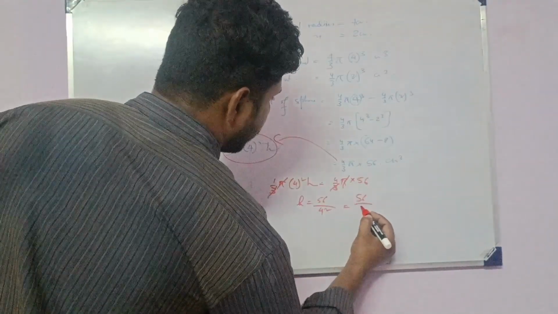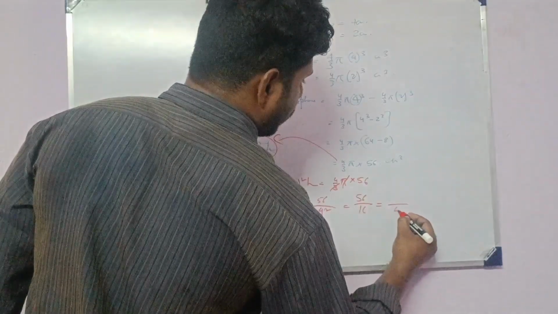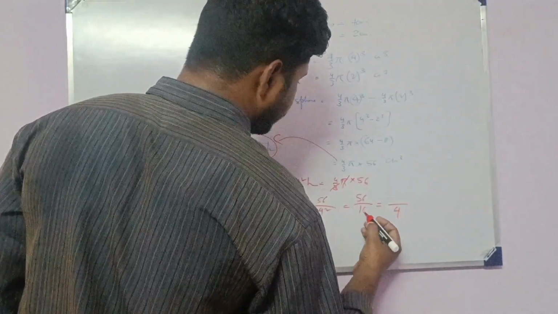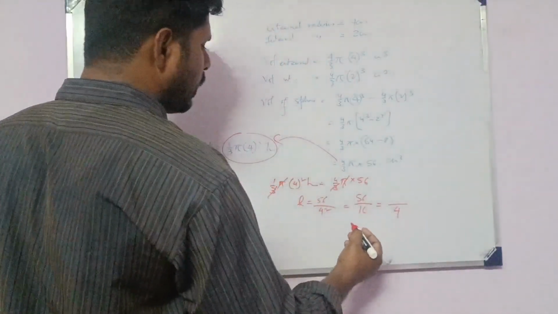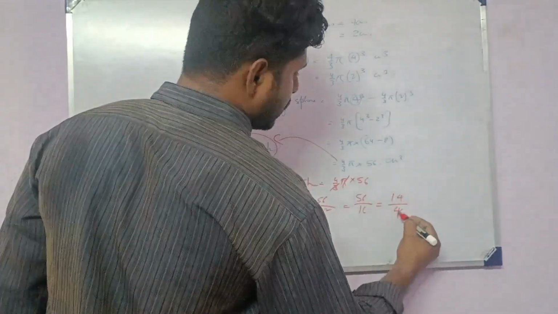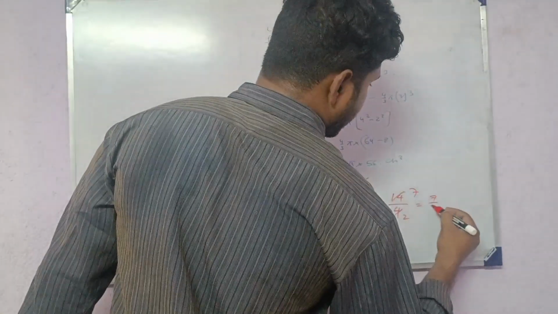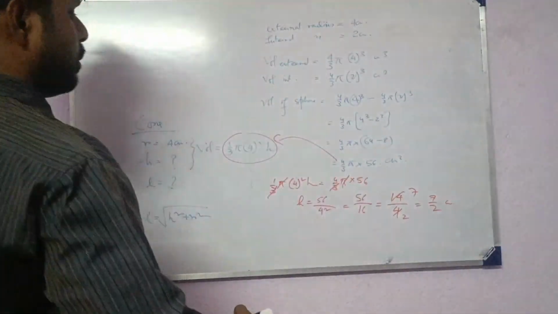So 56/4 square is 16. যতটা ক্যান্সেল হয় 4 4s are 16, 4 1s are 4, 4 4s are 16, 7 2 2 7 2 2s are 4 and 2 7 are, so the height is 7/2 centimeter.